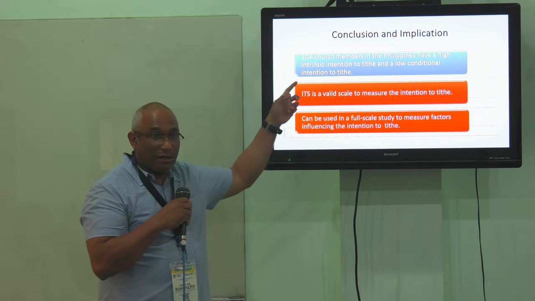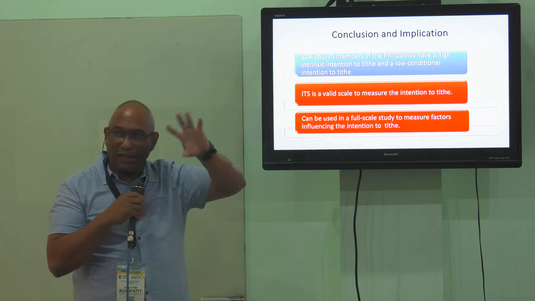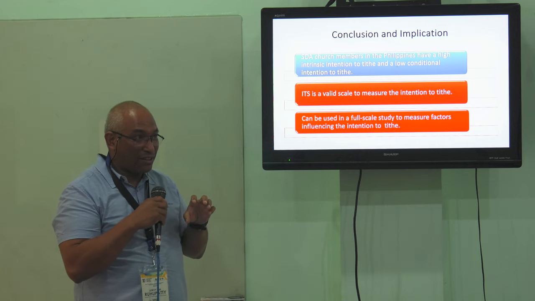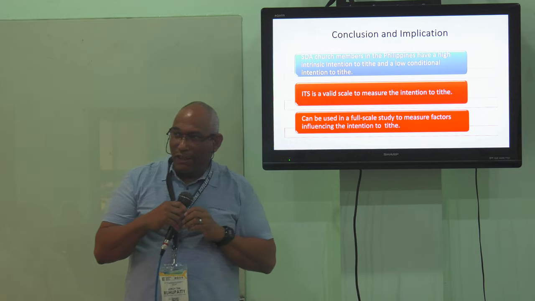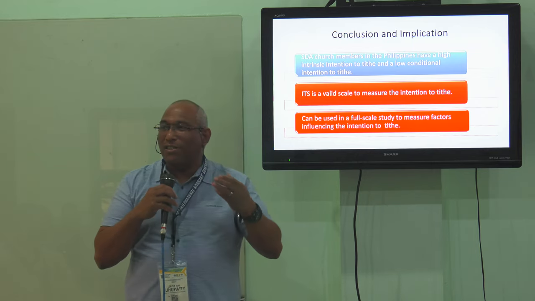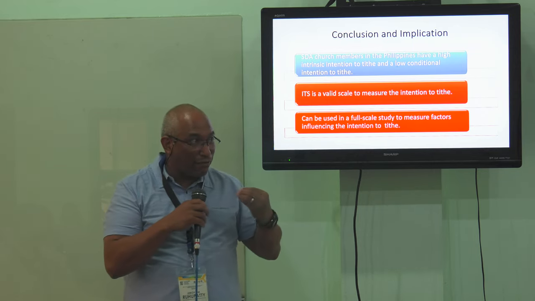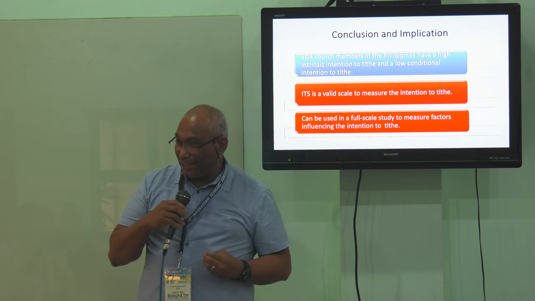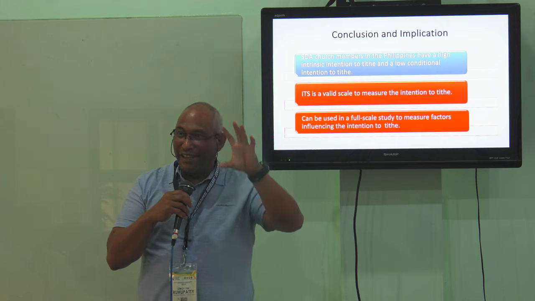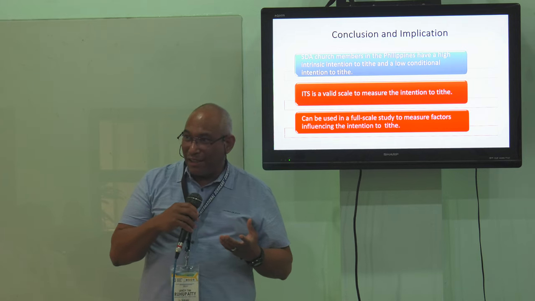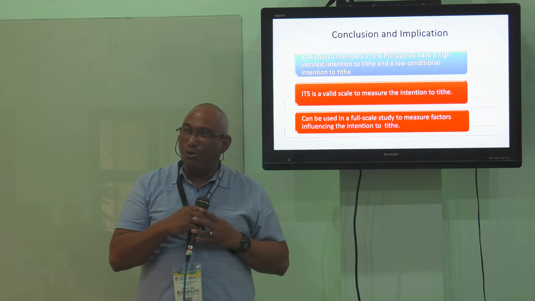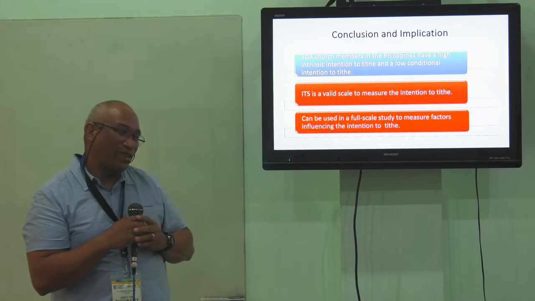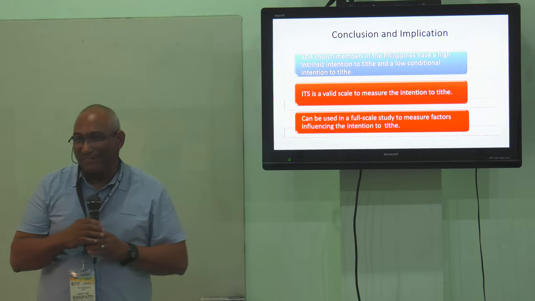I think what is interesting is that you can see the negative correlation between the intrinsic intention to tithe and conditional intention. It means that our church members have good intrinsic intention to tithe and low conditional intention to tithe, and you can see the mean. So I think that is good. It is good, but now we need to know what the factors are that are affecting this intention to tithe. So anyway, thank you for that.